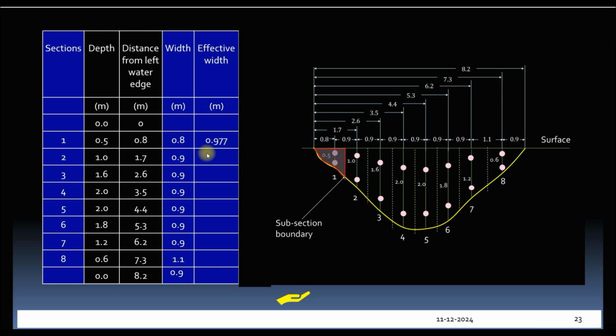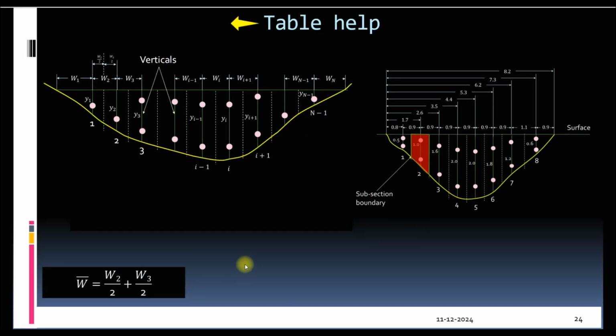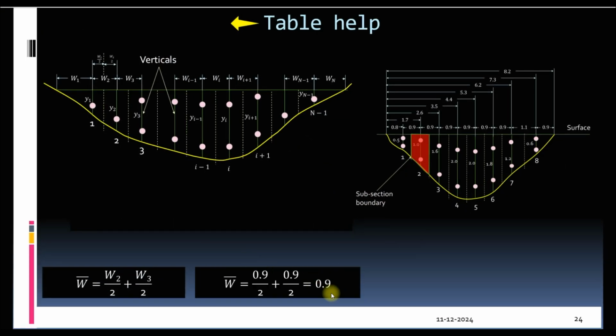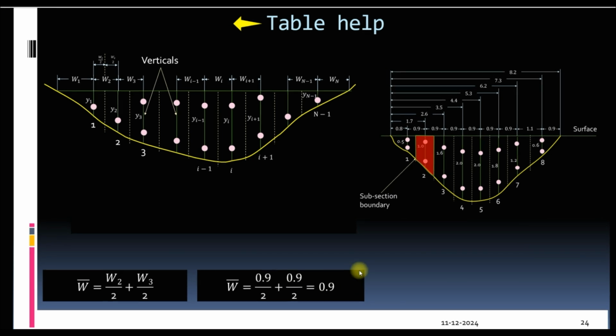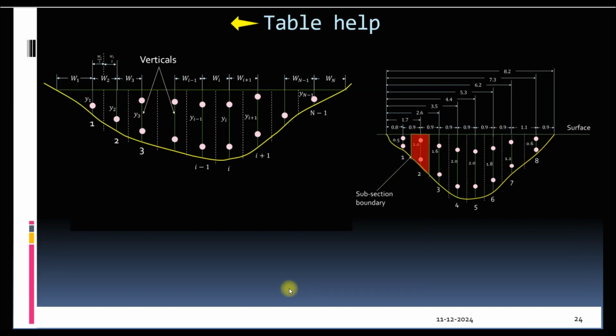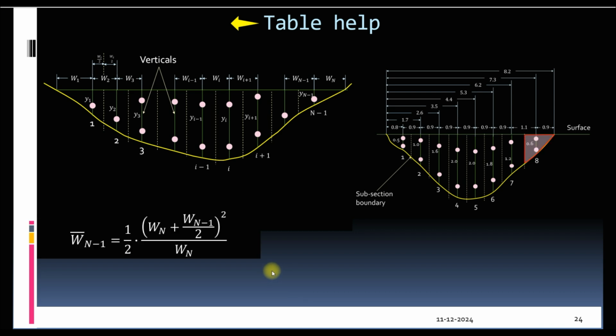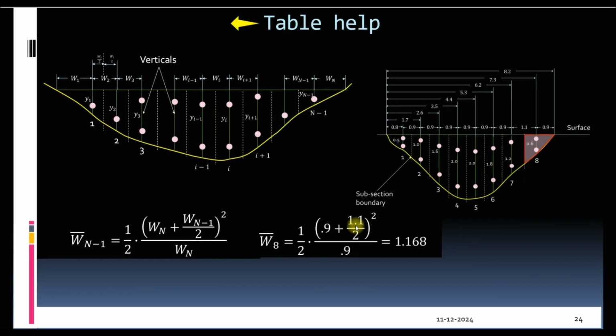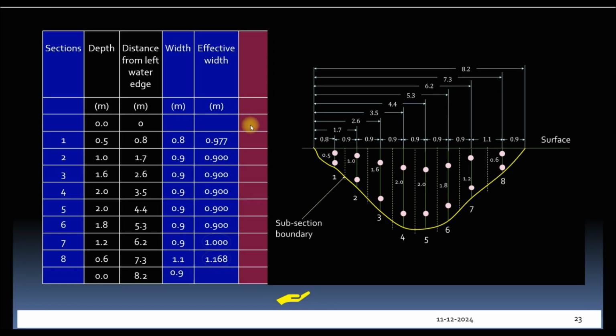We'll put this 0.977 meter in the table here, and then we can calculate the effective width of the next section, which is a rectangular section. So the effective width will be 0.9 by 2 plus 0.9 by 2. Therefore, this will yield 0.9 meters. Similarly, we can calculate the effective width of all the sections. Remember, the last section is the triangular section, which is like the first section. We can calculate the effective width as square of (0.9 plus 1.1 by 2) divided by 2 into 0.9, which gives an effective width of 1.168 meters.